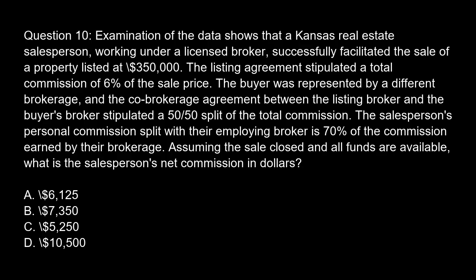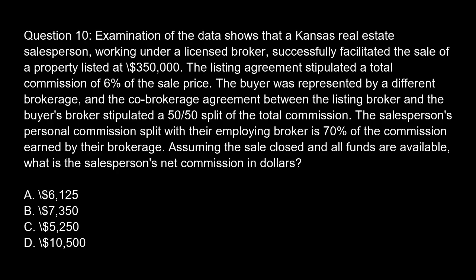Question 10. A Kansas real estate salesperson, working under a licensed broker, successfully facilitated the sale of a property listed at $350,000. The listing agreement stipulated a total commission of 6% of the sale price. The buyer was represented by a different brokerage, and the co-brokerage agreement between the listing broker and the buyer's broker stipulated a 50/50 split of the total commission. The salesperson's personal commission split with their employing broker is 70% of the commission earned by their brokerage. Assuming the sale closed and all funds are available, what is the salesperson's net commission in dollars?